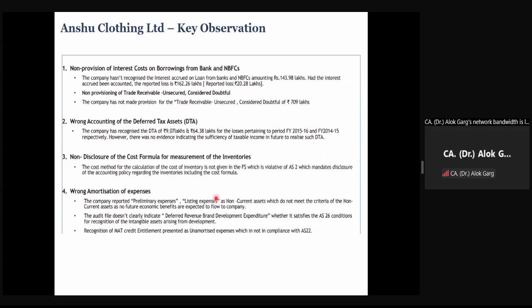Non-disclosure of the cost formula for measurement of the inventory, it is one of the compliance requirements in Accounting Standard 2, and this cost formula for measurement of inventory was not defined, right? It has to be there. Right.